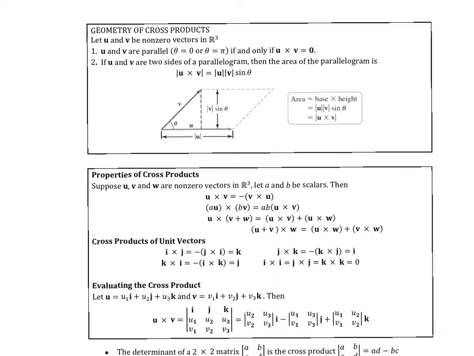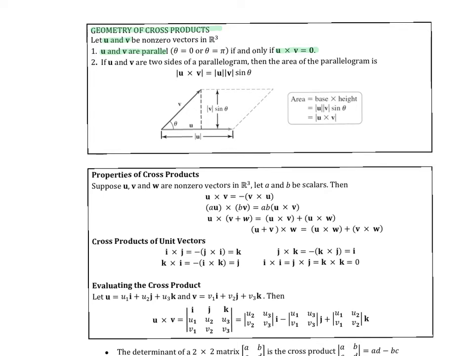In this first box, we're going to discuss the geometry of cross products. So this is similar to when we looked at the picture of the addition and subtraction of vectors. First of all, we're going to make sure that our vectors u and v are not zero vectors. We have two cases. Either u and v are parallel, so that means the angle between them is 0 or pi. And in that case, when we cross them, we're going to get the zero vector. So the zero vector has no direction.